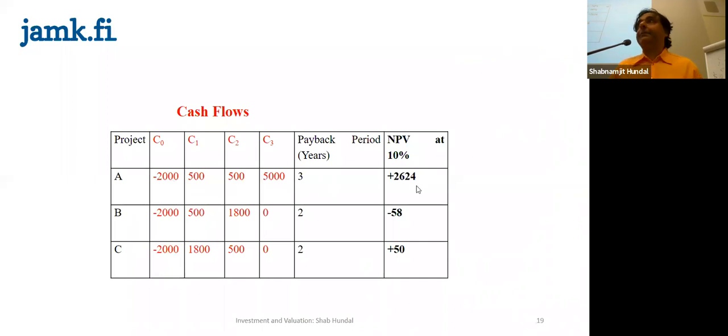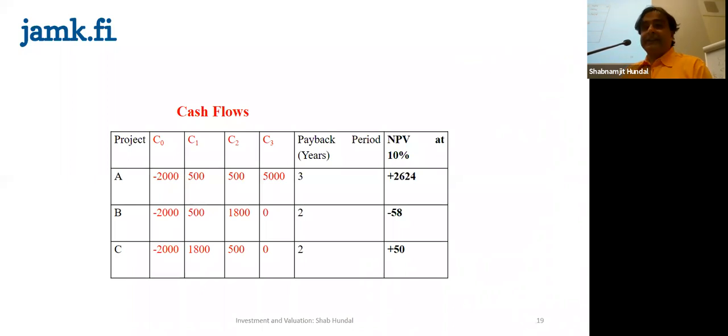But if you look at the NPV, this project has a net present value of 2,624. But look at the second project. This, you can recover the cost in two years, 5 plus 18, more than 2000, even after rate of discount. But the problem is that this project is having a negative NPV. In the third project, same cost, but the numbers are reversed. So this money comes in the year two, but it comes in the first year. This comes in the first year, but here it comes in the second year. And here, the NPV is plus 50.